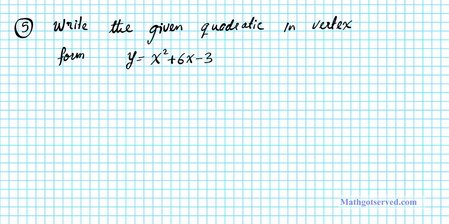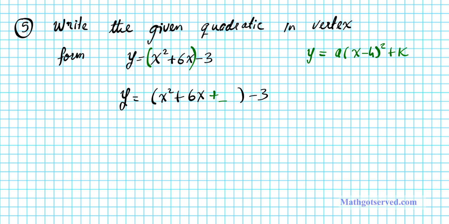We just simply have to write it in the form y equals a(x minus h) squared plus k. All right? So we just have to make a perfect square somewhere here. In order to accomplish that, we are going to create an incomplete square, and then we're going to complete it. So we have y equals x squared plus 6x plus that term that completes the square, minus 3.